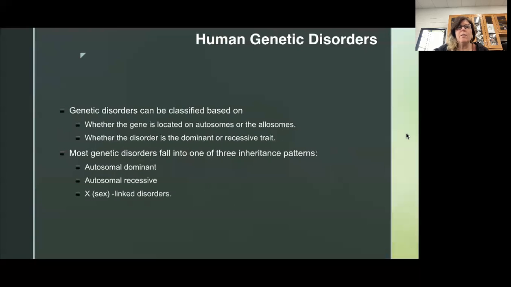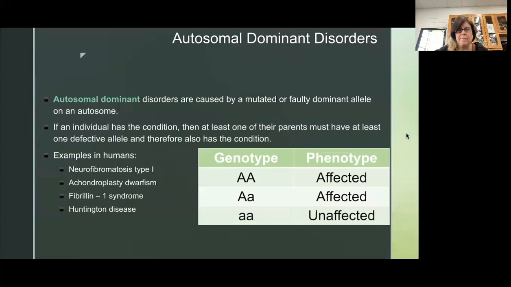Genetic disorders can be classified based on whether the gene is located on the autosomes or the allosomes, and whether the disorder is a dominant or recessive trait. So most genetic disorders fall into one of three inheritance patterns, like I had mentioned earlier: autosomal dominant, autosomal recessive, or sex linked. Autosomal dominant disorders are caused by a mutated or faulty dominant allele on an autosome.